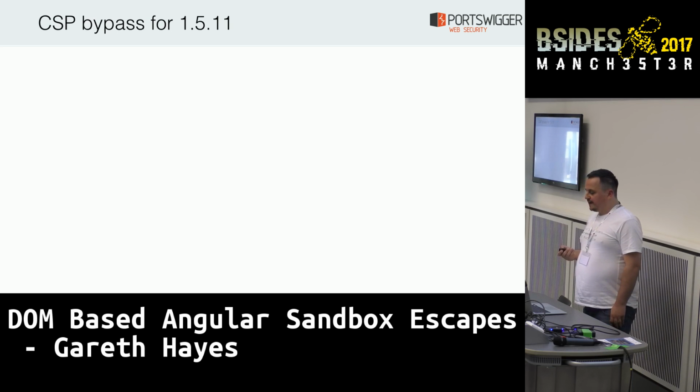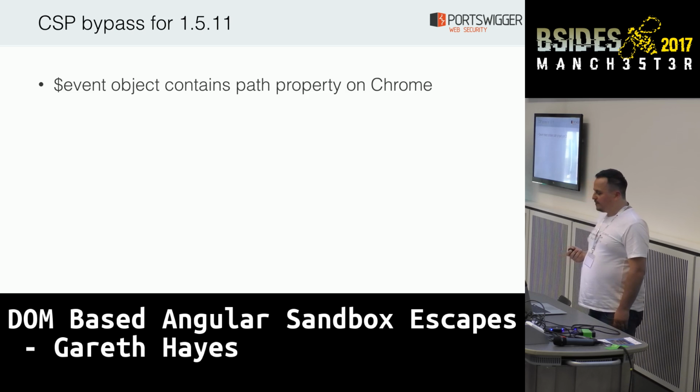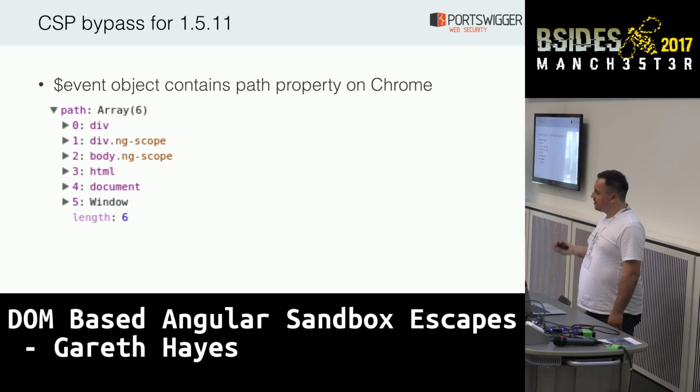But I couldn't leave it there either. I needed to break 1.5.11. And what happens in Angular if you have an on-click event? In Angular, that's ng-click. Angular has a $event object that it assigns to the event object in the JavaScript function. And interestingly, in Chrome, this event object has a path property. That path property is an array. And in that array, you might notice at the last element, there's the window object.